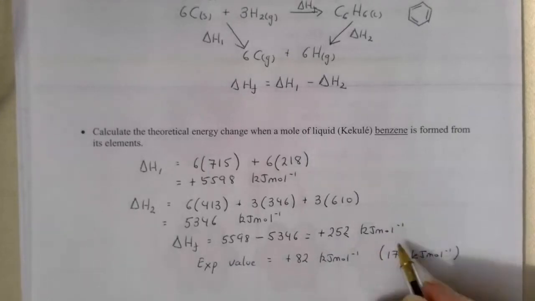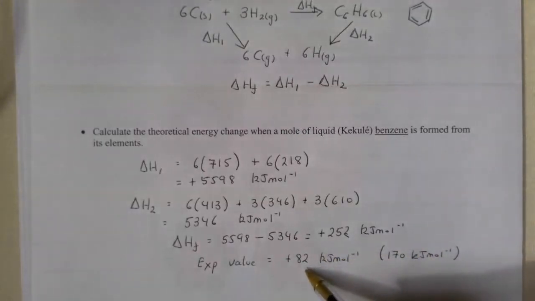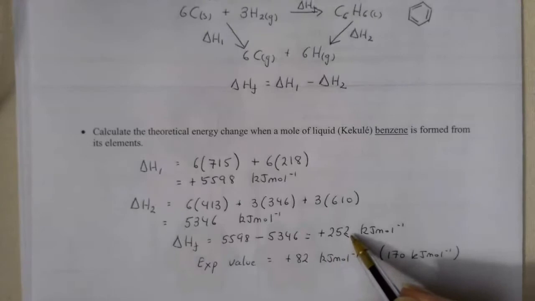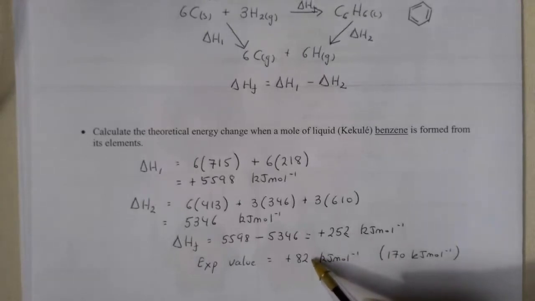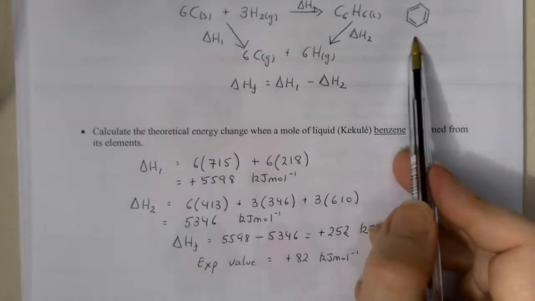Obviously, we know it can't be missing because we can't create or destroy energy, but we need to understand why our experimental value is so much more exothermic, so much closer to being an exothermic value than the delta H formation calculated using this structure.